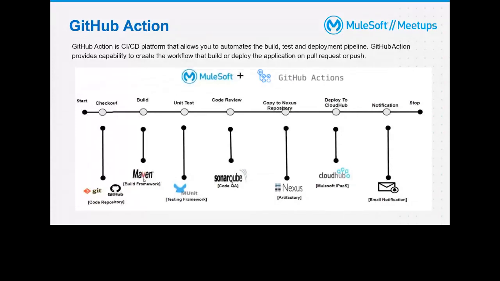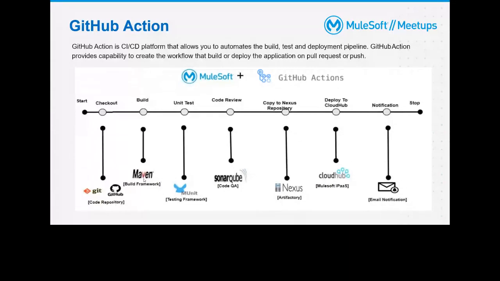Munit, everybody knows, is a testing framework provided by MuleSoft for implementing unit test cases. And SonarQube is a static code analysis tool. If time permits, I will show one small demonstration on SonarQube also: how you can run SonarQube in Docker and perform the static code analysis. Okay, we will do that. And then finally, we will deploy our application to the cloud, and then we will get a notification.